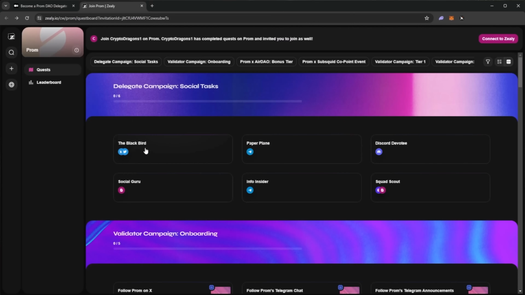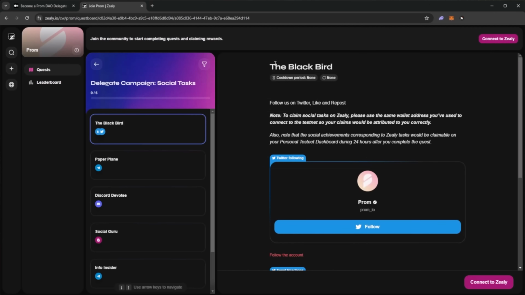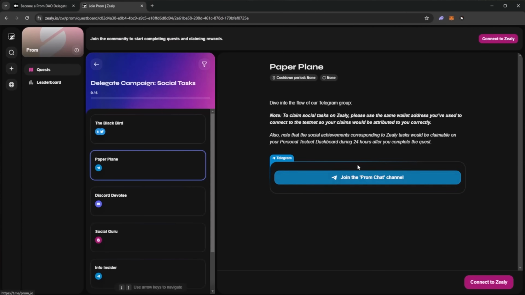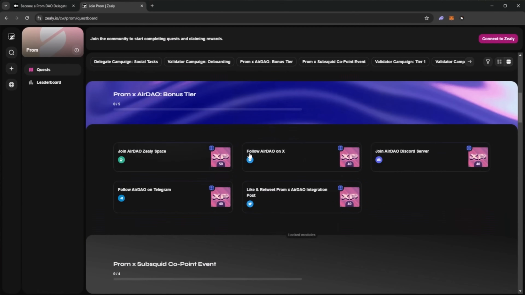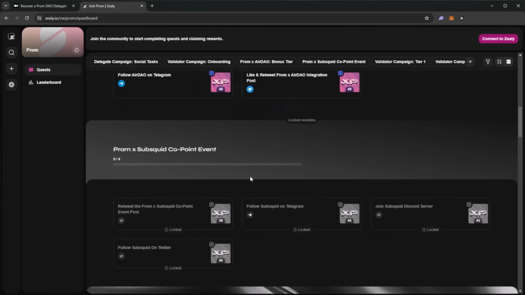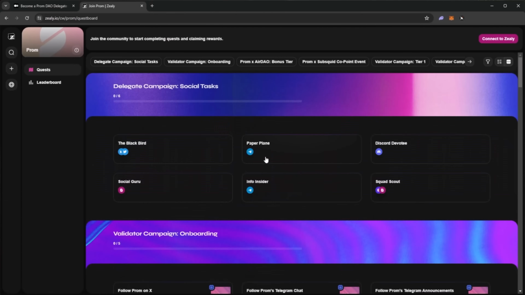Here we can see some very simple tasks. For example, the Blackbird: follow them on Twitter, like and repost. Then we also have the Telegram channel and Discord. Aside from that, we have onboarding, which is again following, and the bonus tasks to join some spaces, follow some other projects, and do some retweets. So again, the tasks aren't even too hard, and you can start earning. Be sure to check all of this out. Get involved, start getting your Prom tokens.